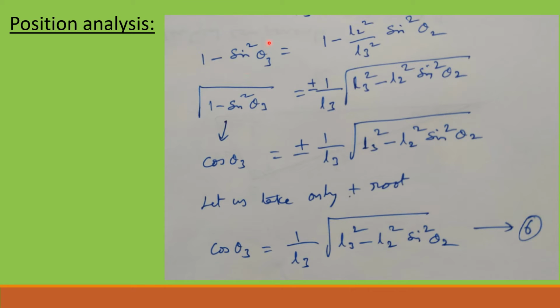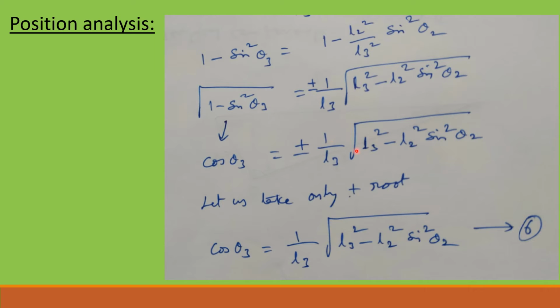Now from 1 minus sin square theta 3 equal to 1 minus L2 square by L3 square into sin square theta 2, let us square root them. We get square root of 1 minus sin square theta 3 equal to 1 by L3 into square root of L3 square minus L2 square into sin square theta 2. So we know that from previous slide square root of 1 minus sin square theta 3 equal to cos theta 3. So cos theta 3 will become plus minus 1 by L3 into square root of L3 square minus L2 square sin square theta 2. Let us take only positive root.